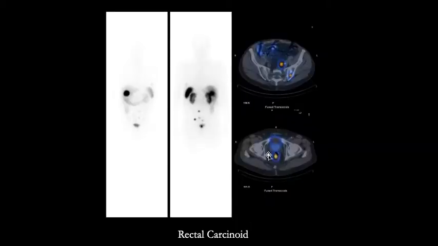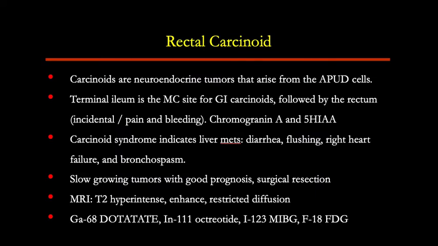You can see mural thickening here on the fused SPECT-CT image, and we have anterior and posterior whole body images using indium-111 octreotide. They have metastatic nodule in the presacral region, a bone met, and also a focus in the liver consistent with metastatic disease. So what do we want to know about these tumors? So these are neuroendocrine tumors that arise from APUD cells, which stands for amine precursor uptake and decarboxylation. Terminal ileum is the most common site for GI carcinoids, followed by the rectum. And the rectal carcinoids are frequently incidentally seen, or patients may present with pain and bleeding.